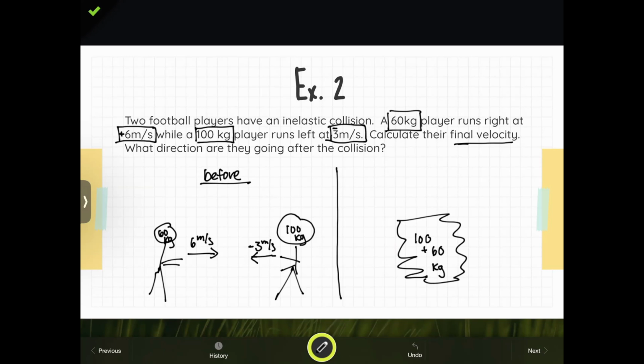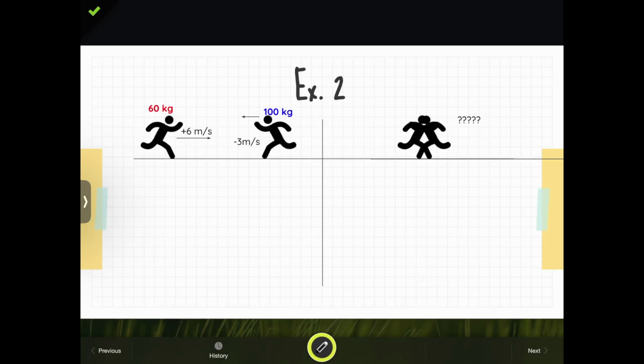But I don't know which way they're going. If I just draw an unknown velocity vector here, that's sufficient because I don't know if it's going right or left. But let's say that I figure out at the end of the problem that VF is negative, then I just change my picture. If VF turns out to be negative at the end of a problem, that just means it's going to the left. So now let's do the thing.